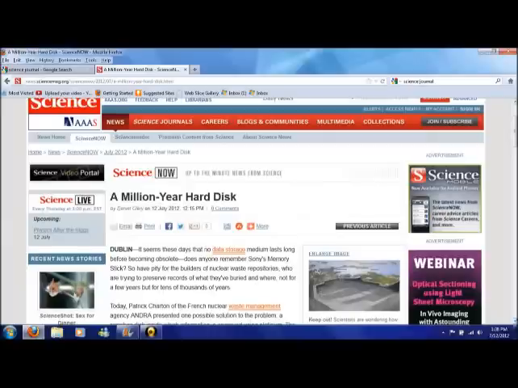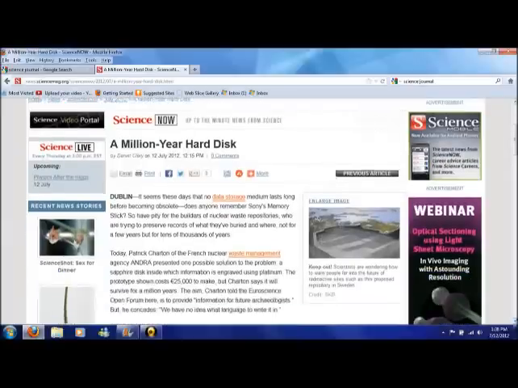Now today on the 12th of July, Patrick Charton of the French Nuclear Waste Agency presented one possible solution to the problem. A sapphire disc inside which information is engraved using platinum. Charton says it will survive for 1 million years.